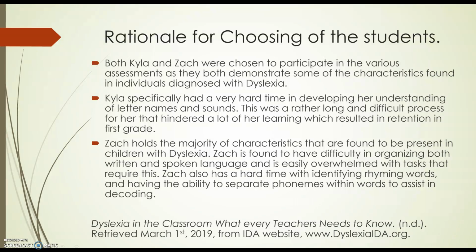Zach holds the majority of the characteristics that are found to be present in children with dyslexia. Zach is found to have difficulty in organizing both written and spoken language and is easily overwhelmed with tasks that require this. Zach also has a hard time with identifying rhyming words and having the ability to separate phonemes within words to assist in his decoding. Both students are ones that I felt would be good for practicing using these assessments, and both have some characteristics of dyslexia that we've talked about this term.